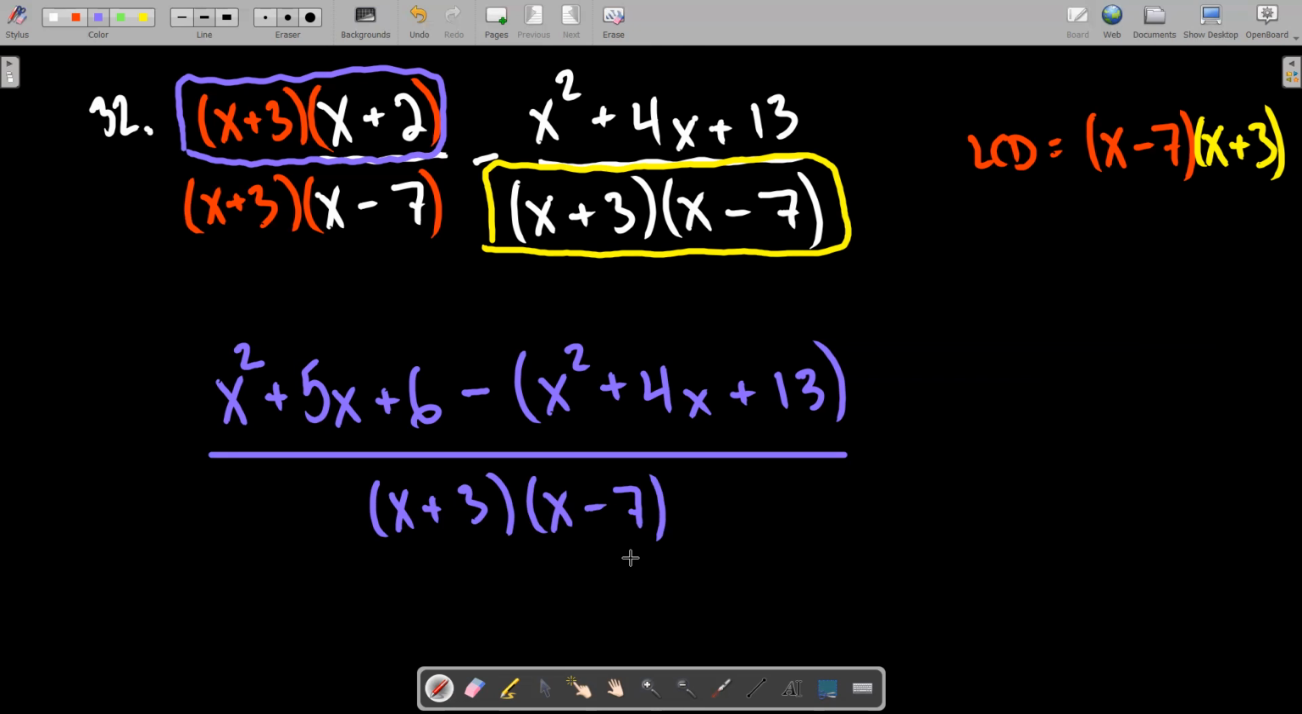So if I distribute this negative sign, then I wind up having minus x squared minus 4x and minus 13. You have to pay attention to those pesky minuses.